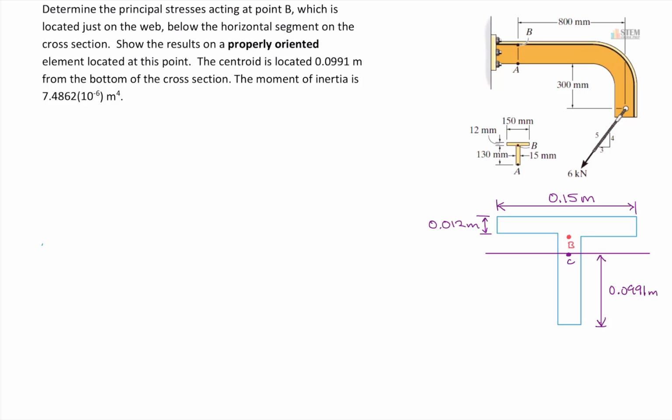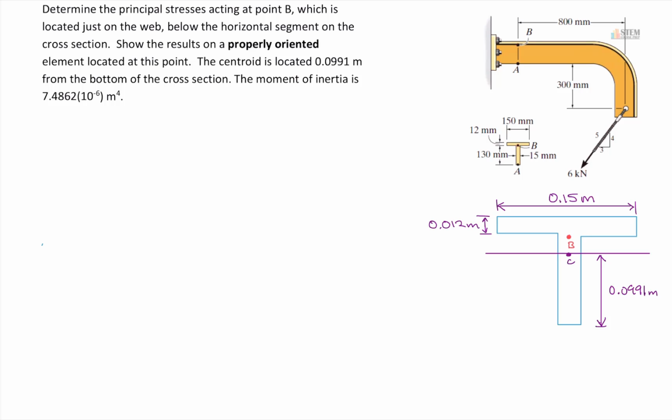So I went ahead and drew this little picture of the cross-sectional area. This is the centroid location right here at C. So you can see that's measured up from the bottom. And then here's point B right here at the very top of the web.